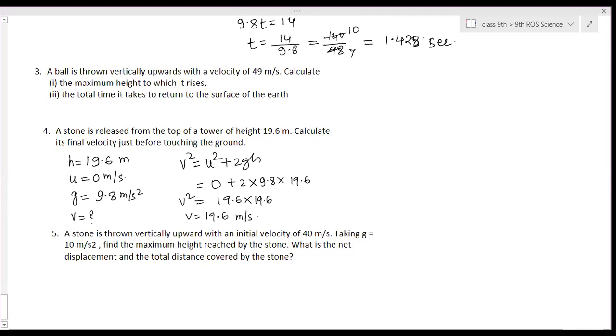Ma'am, in the fifth one, the maximum height attained is 80 meter, right? Yes, right. And total distance is 160, and the displacement is 0. Right. Ma'am, in this we have to use V square is equal to U square plus 2gh. Here it's given G is positive. Here they have given, you have to consider whether it is retardation or acceleration. That is on you.